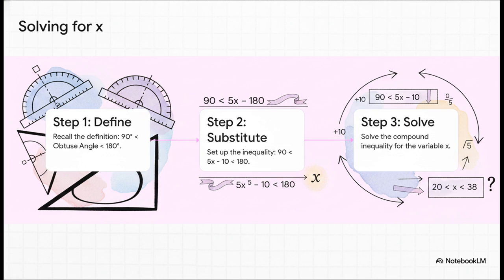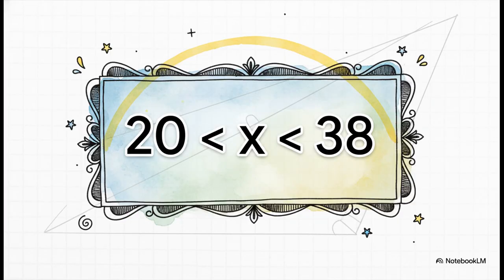First things first, what do we know about an obtuse angle? We know it has to be bigger than 90 degrees but smaller than 180. That's our rule. So we can literally take our expression and stick it right in the middle of that rule. 90 is less than 5x minus 10, which is less than 180. Now it's just an algebra puzzle. To get x by itself, we first add 10 to every single part of the inequality. Then we divide everything by 5. And boom, there's our answer. For that expression to be an obtuse angle, x has to be some value between 20 and 38.